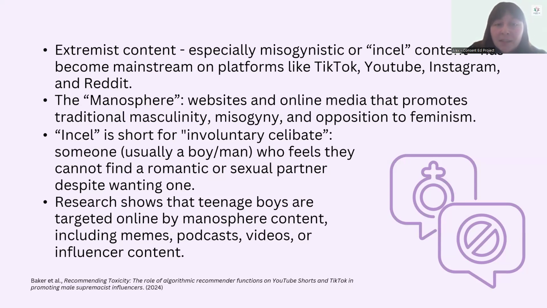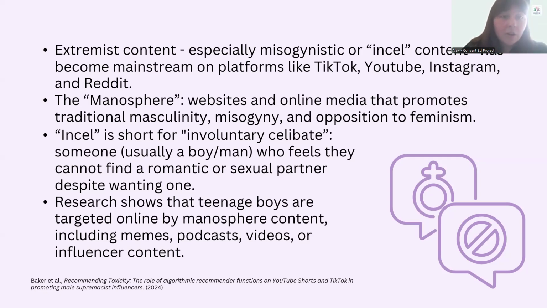In recent years, we've seen a huge rise in extremist and particularly misogynistic content and messaging online. It started out quite fringe, on Reddit forums and 4chan and places like that, but it has now become very mainstream. You're seeing this kind of rhetoric and messaging on YouTube, TikTok, gaming chats, social media in general. This collection of online spaces promoting misogynistic and extremist messaging is often referred to as the manosphere: a collection of websites and online media that promotes traditional masculinity, misogyny, and opposition to feminism.